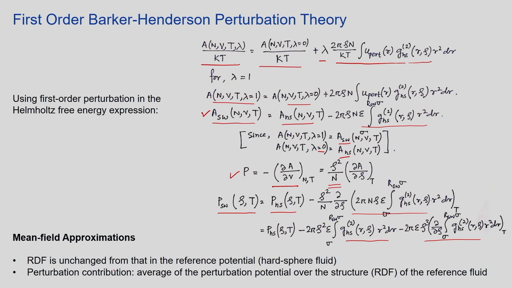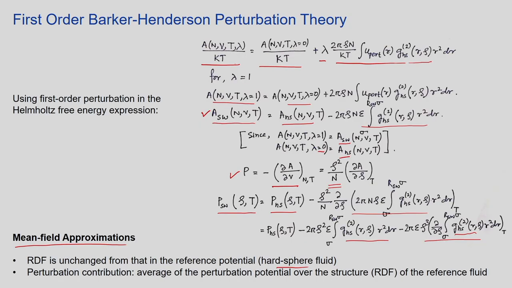All these above expressions can be termed the mean field approximation. What does this mean field approximation mean? It means that whatever RDF I have written, that is g HS, it is unchanged from that in the reference potential. Okay. Whatever hard sphere pairwise potential I obtained in the previous module, I am using exactly the same expression. I have not changed it. The reference pairwise potential is not changed. It is just simply the hard sphere potential, which is easy to calculate. So, I am expressing any thermodynamic property in terms of the reference potential. That is what the idea is. That is called mean field approximation.